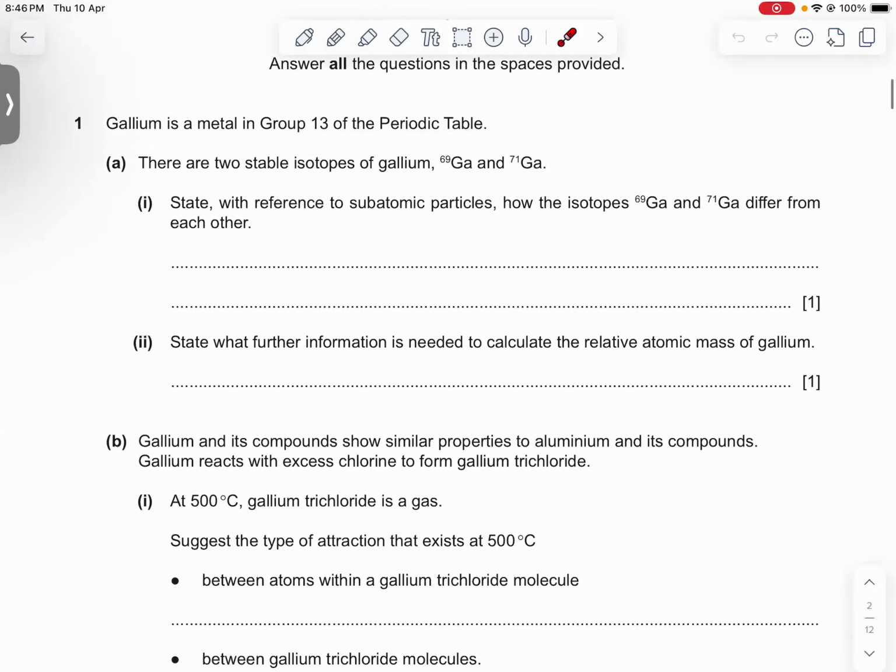So what's the difference amongst the subatomic particles? So how are they different? So we have to talk about how they are different. On what basis are isotopes different? Isotopes are different because they have a different number of neutrons, right? So we said they contain different number of neutrons, all right?